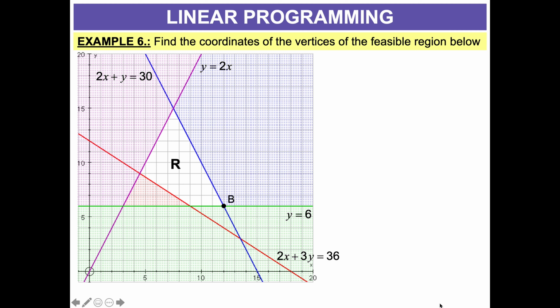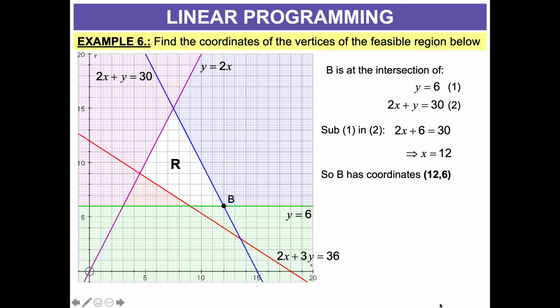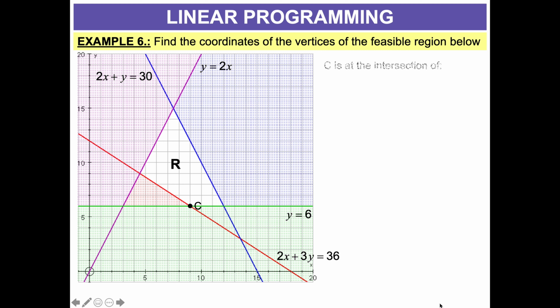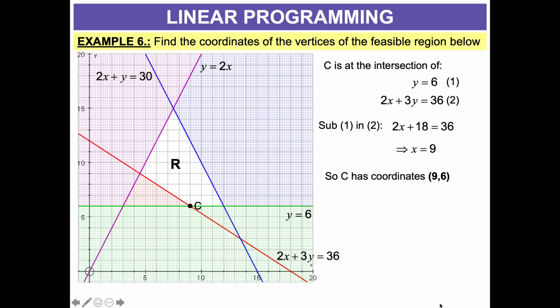Next point, take B. Again, identify it as an intersection of 2 lines. One is y equals 6, the second one is 2x plus y equals 30. So obviously when you solve it, then you will have the point 12 and 6. Next one, C point, intersection of y equals 6, green one, and red one, 2x plus 3y equals 36. Again, solve it. Obviously x is 9 and y must be 6. So 9 and 6 is the C point.